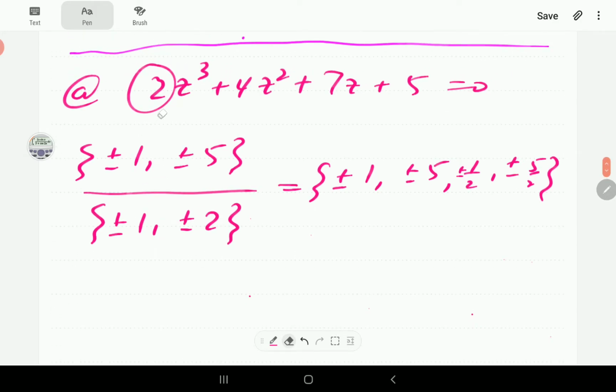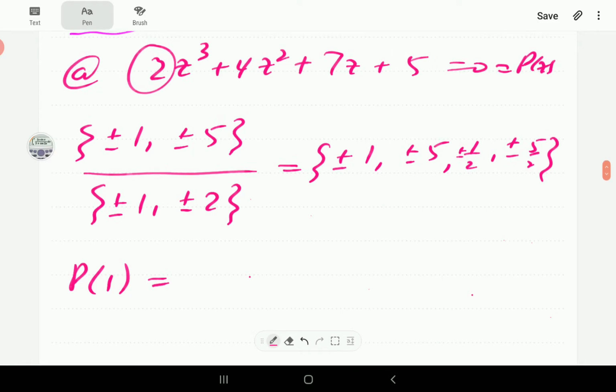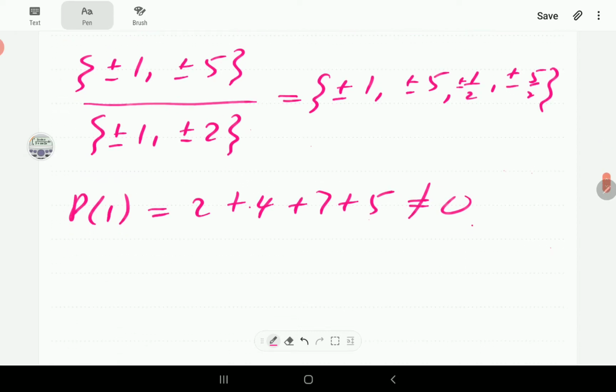So if we call this p of z, then we can now start trying them out one by one, and if we get one which is a root, then we can reduce the equation into a quadratic and then use the quadratic formula. If we plug in 1, it's just going to be the sum of the coefficients, 2 plus 4 plus 7 plus 5. This cannot be equal to 0.